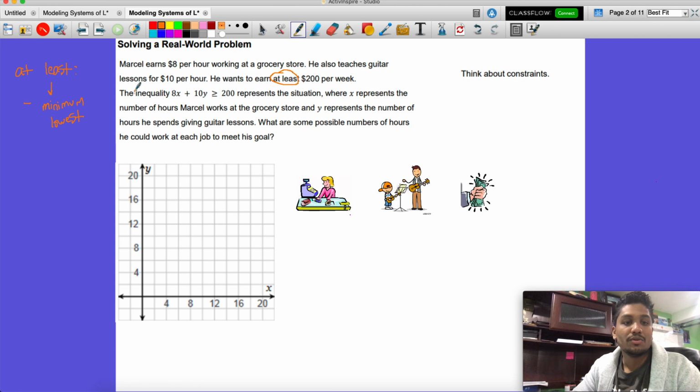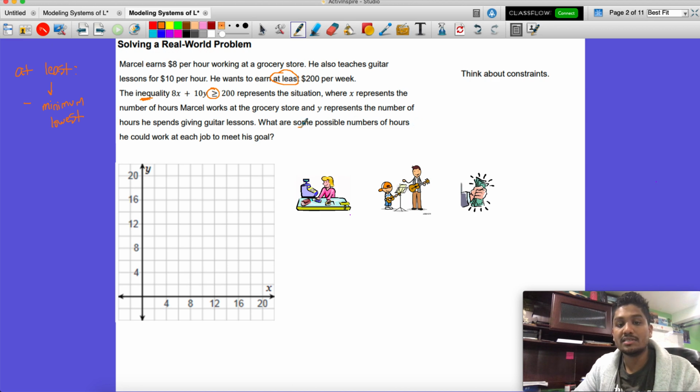So the inequality, and we know that it's an inequality because of the symbol right here, the inequality 8x + 10y ≥ 200 represents the situation where x represents the number of hours that Marcel works at the grocery store, and y represents the number of hours he spends giving guitar lessons.